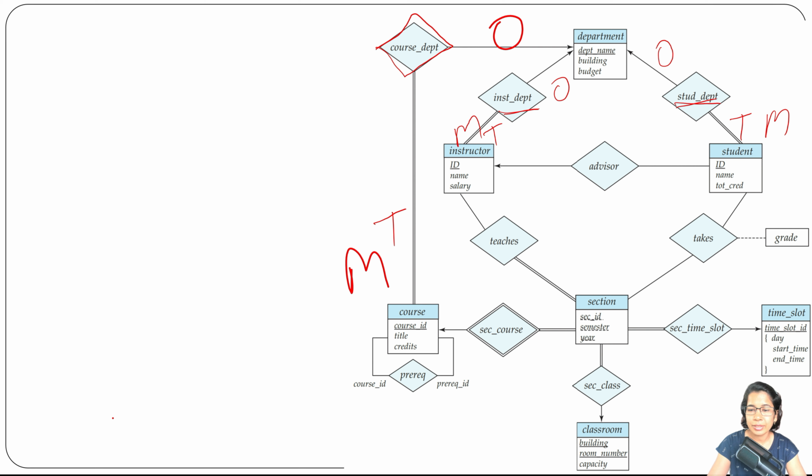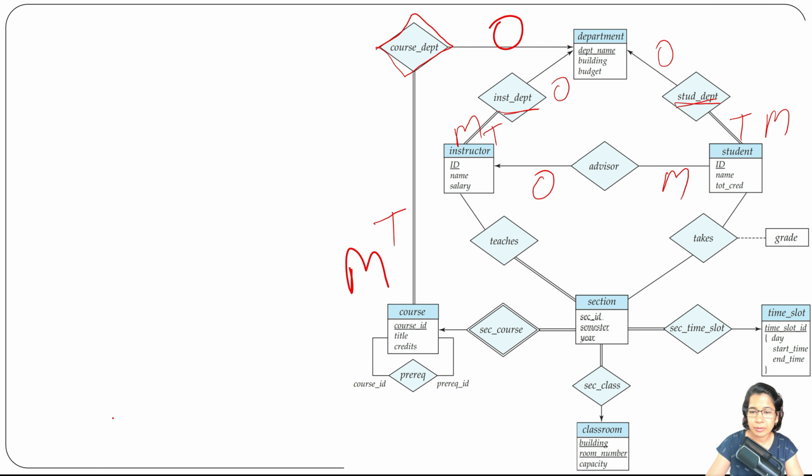There is an advisor relationship between student and instructor. This relationship is many to one. So there can be many students advised under one instructor. The participation is not total as there is no double line. So some students may not be advised by some instructor.